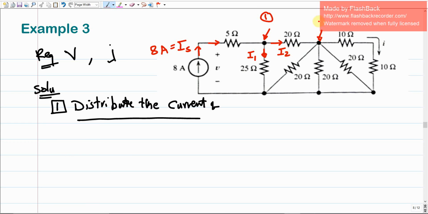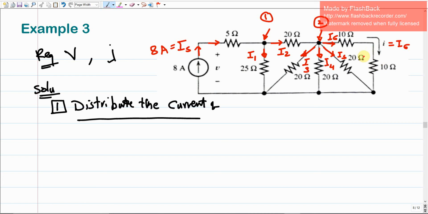Then at node 2, I2 is going to be split into 4 currents: I3, I4, I5, and a 4th one as I6. Make sense? So the I2 at node 2 will be split over 1, 2, 3, 4 currents, as shown here. And this I6 is going to keep going. So the I that I'm considering is the I6 according to my distribution, and the current over this 10 ohms should be the same current.